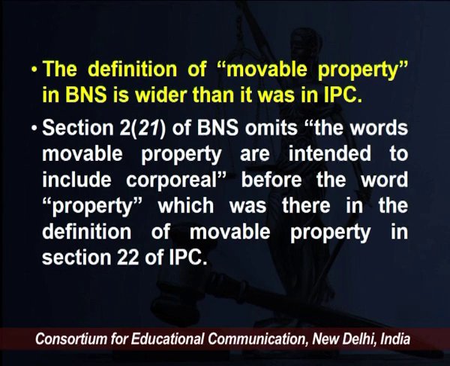So, the definition of movable property as it appears in the Bharatiya Nyaya Sanhita has been made broader than the definition that we had in the Indian Penal Code, because section 2 subsection 21 of the Bharatiya Nyaya Sanhita omits the words "movable property are intended to include corporeal". Now these terms, which appeared before the word property in the definition of movable property in section 22 of IPC, gave it a very narrow and restricted definition, in the sense that it could be only corporeal movable property that could be the subject matter of theft. And that is why we had to enact a separate Electricity Act to deal with instances of theft of electricity. Why? Because electricity is not corporeal, whereas under the old IPC, it could be only corporeal movable property that could be the subject matter of theft.